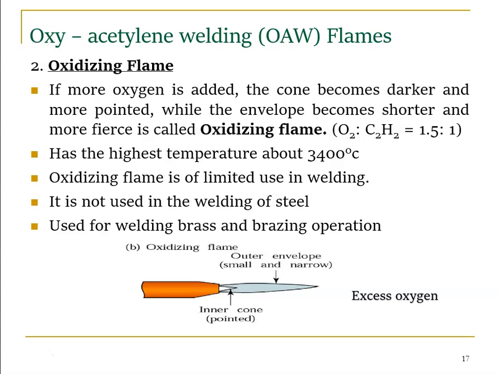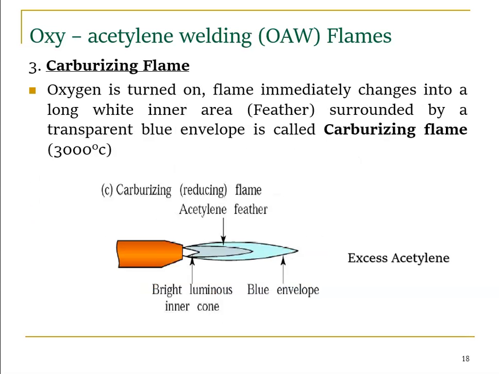The oxidizing flame is of limited use in welding. It is not used in welding of steel; it is used for braze welding and brazing operations. So oxidizing flame means we add more oxygen compared to acetylene, a ratio of 1.5:1. The third is the carburizing flame.